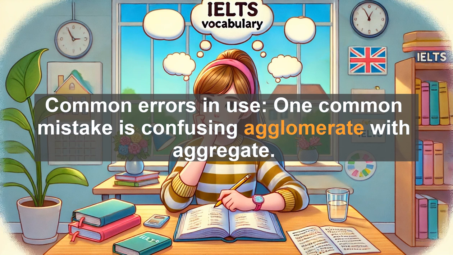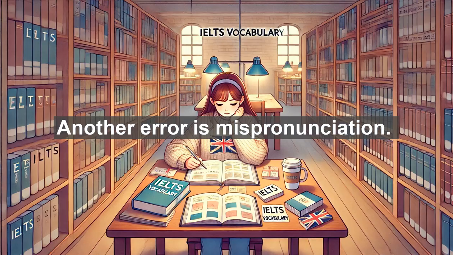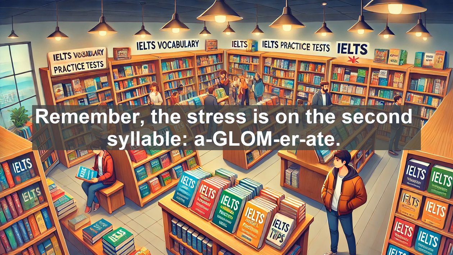Common errors in use. One common mistake is confusing agglomerate with aggregate. While both involve combining things, agglomerate suggests a more random or haphazard combination, while aggregate implies a more purposeful collection. Another error is mispronunciation. Remember, the stress is on the second syllable, glom, ate.